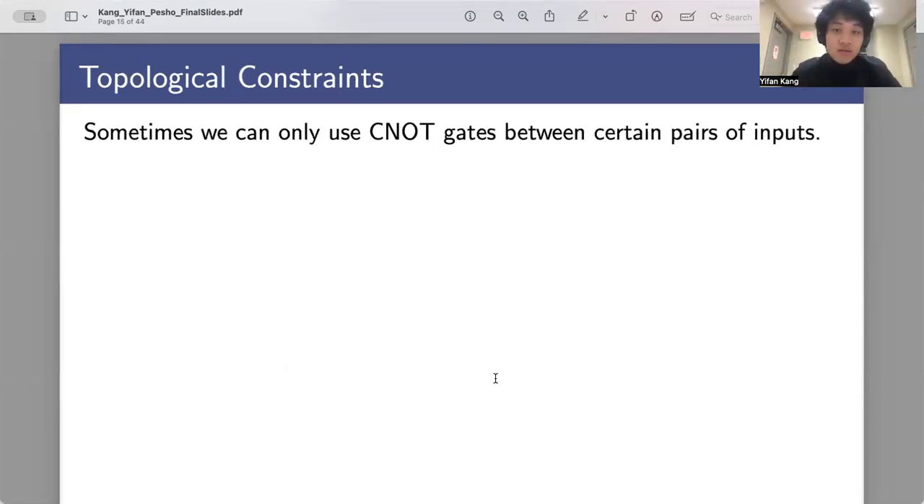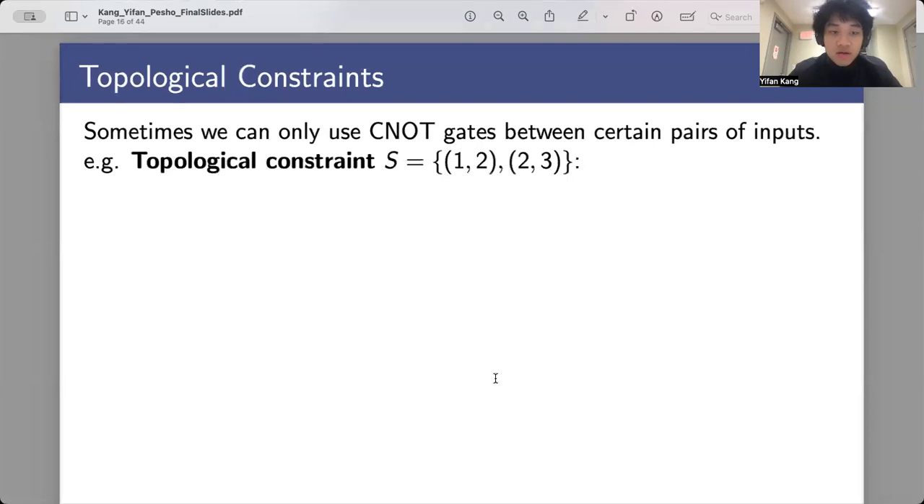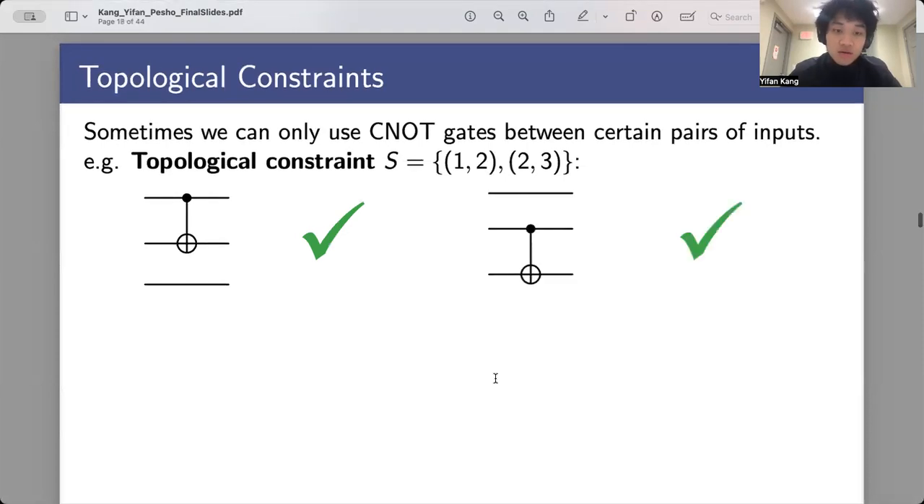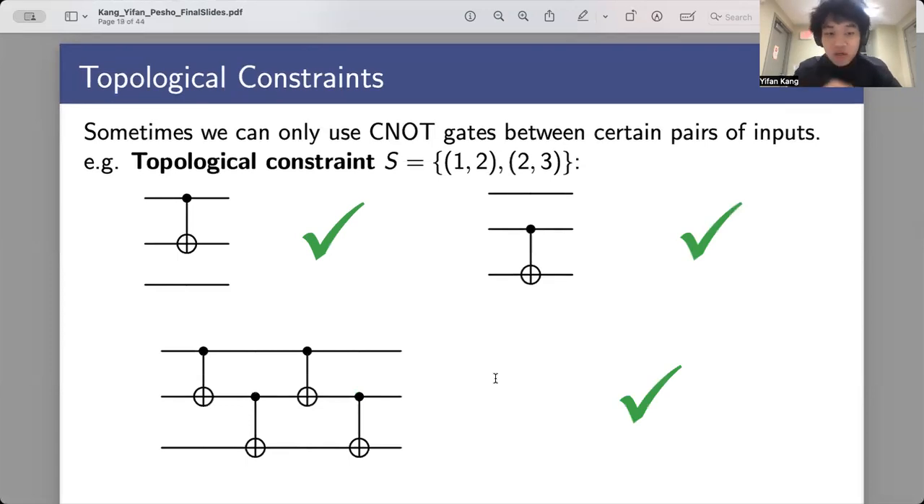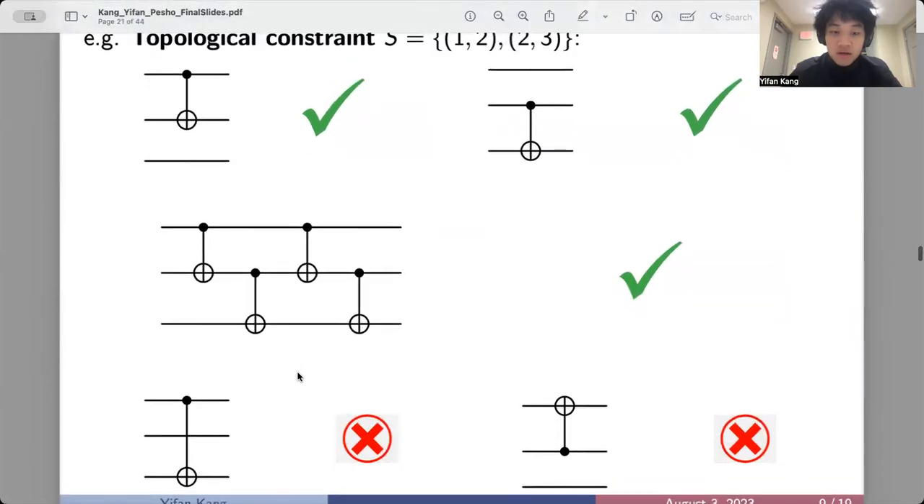And now we introduce some other notions. Sometimes we can only use CNOT gates between certain pairs of inputs. So for example, we have this constraint, which means that we can only use a CNOT gate from 1 to 2 and from 2 to 3. Or we can build a CNOT circuit using a combination of the previous two CNOT gates. However, what we cannot do is build a CNOT gate from 1 to 3 or from 2 to 1.